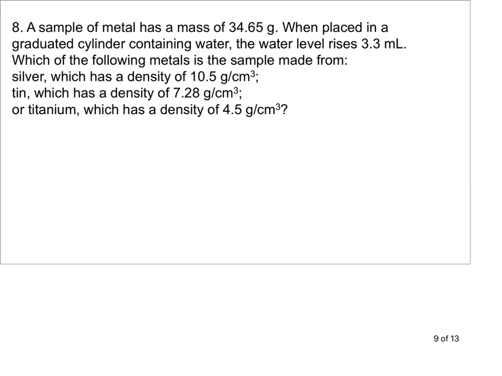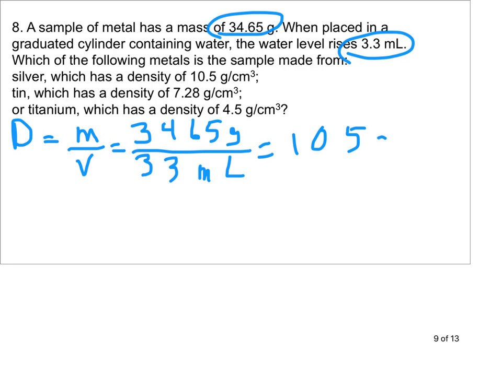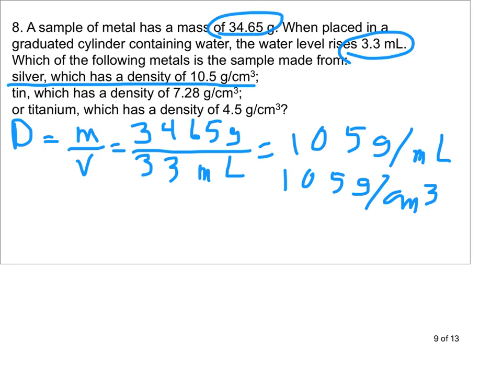Number 8. Here, we want to know which of these metals it is, so we are going to find their density. And the density is the mass divided by the volume. Our mass, 34.65 grams, divided by the volume, 3.3 milliliters. Not worrying about sig figs this time. I run it through and we find 10.5 grams per milliliter, which would be the same as 10.5 grams per cubic centimeter. And we come up here and we see that. So that means, yeah, silver.